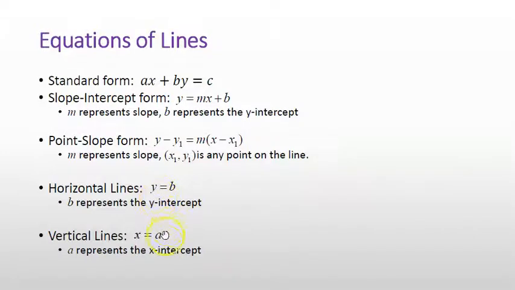Then just to return back to our horizontal and vertical lines: horizontal lines are in the form y equals b. B is the y-intercept, just some real number. Vertical lines are in the form x equals a, and a is the x-intercept, which is just some real number as well.